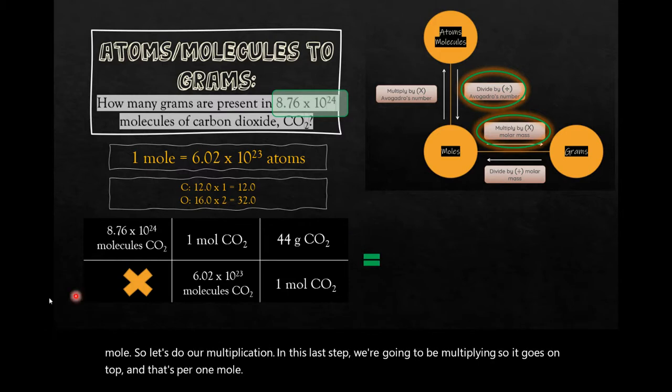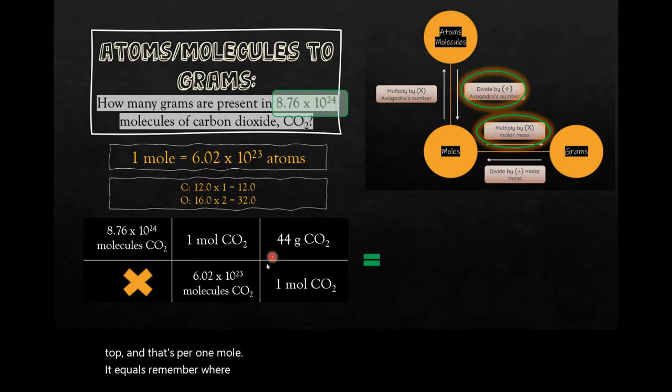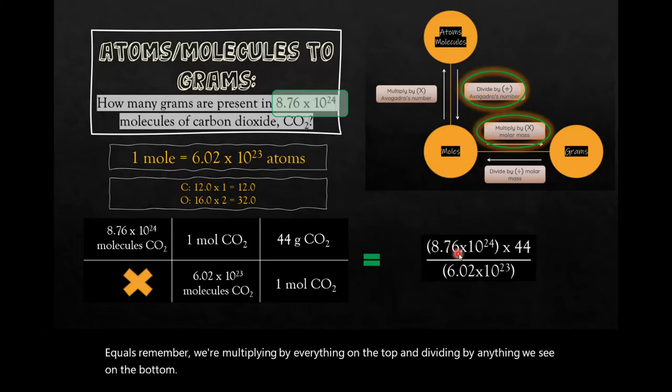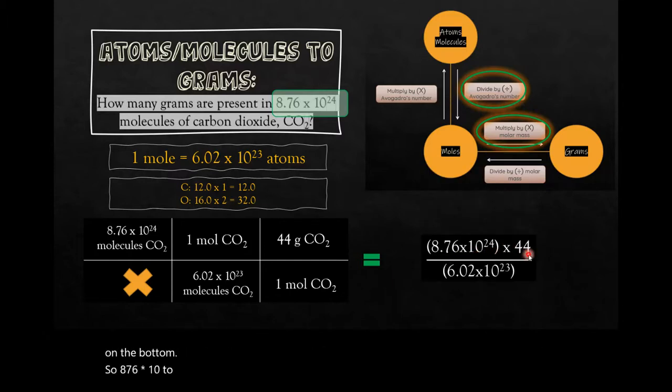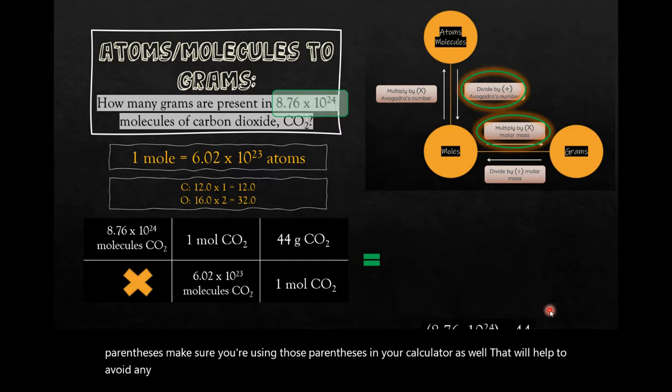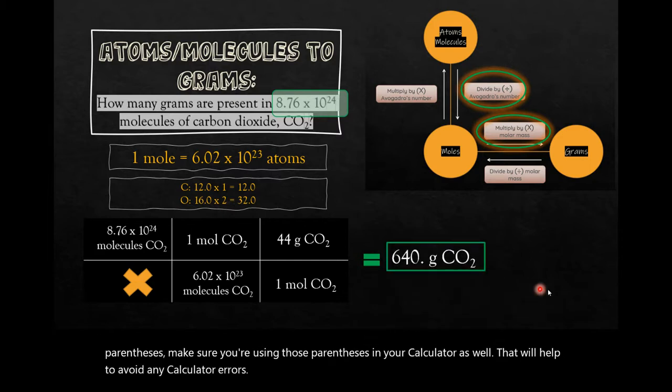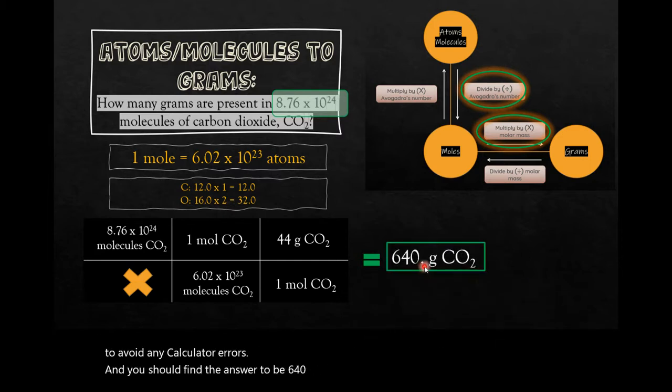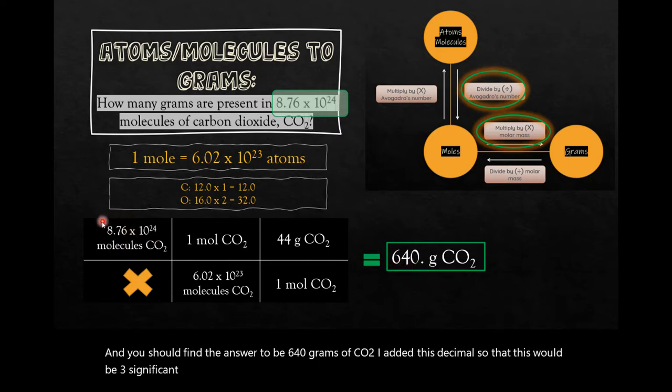It equals, remember, we're multiplying by everything on the top and dividing by anything we see on the bottom. So 8.76 times 10 to the 24th times 44 divided by Avogadro's number. And if you ever see that I put parentheses, make sure you're using those parentheses in your calculator as well. That'll help to avoid any calculator errors. You should find the answer to be 640 grams of CO2. I added this decimal so that this would be 3 significant figures to match what we began with in the original problem.